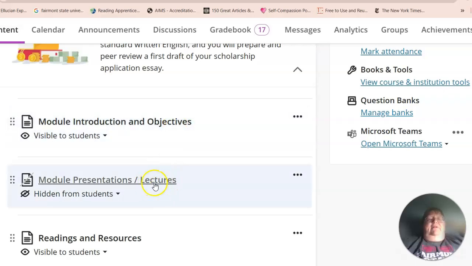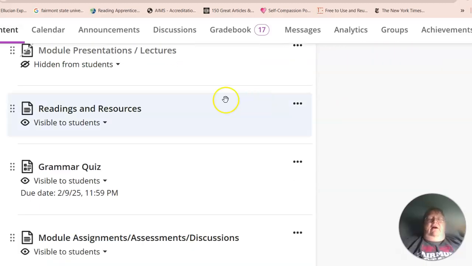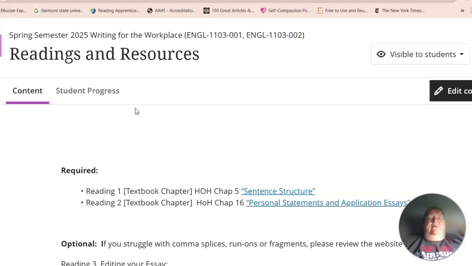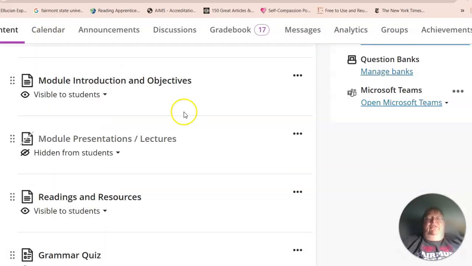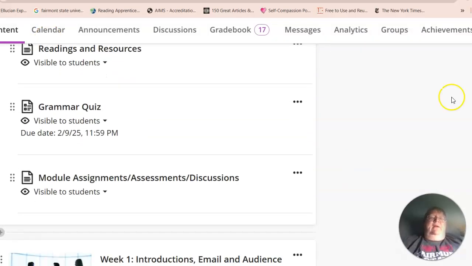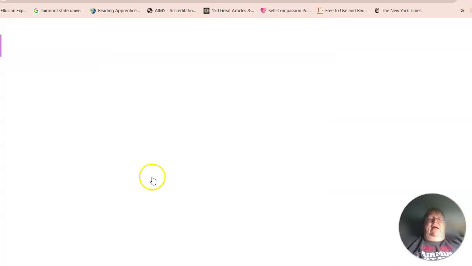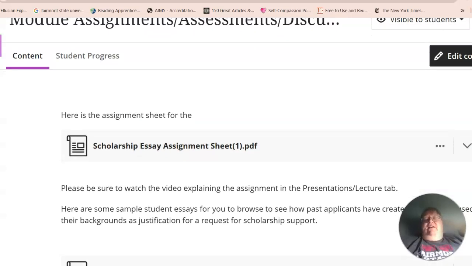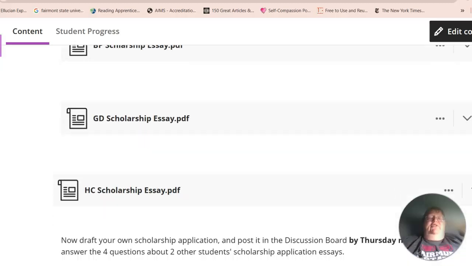There didn't happen to be any presentations or lectures this week, but there were readings. There are the readings. You can click on those and get those since this is an open educational resource. The grammar quiz is there. Remember, you have 2 tries on that. And then the assignment and assessments.